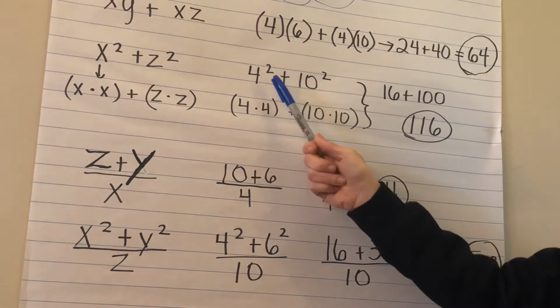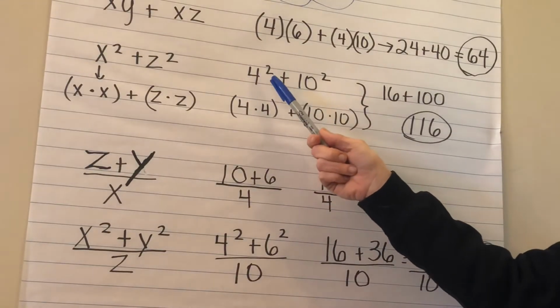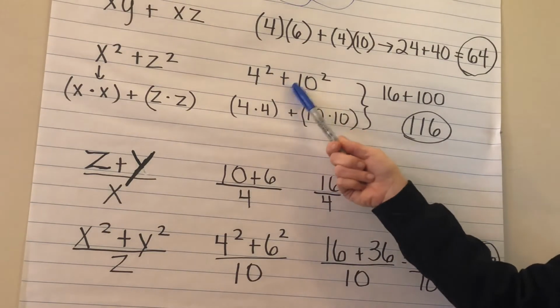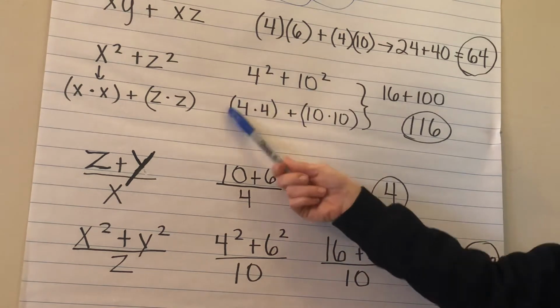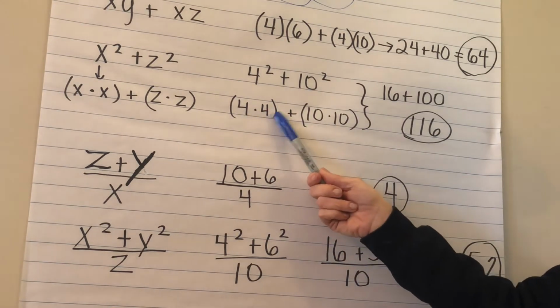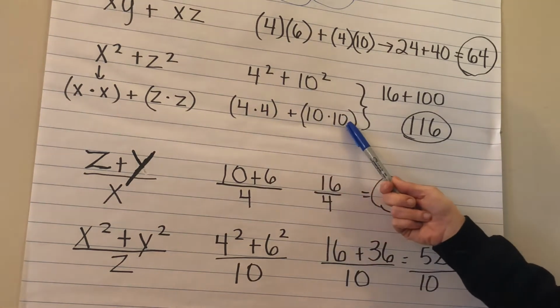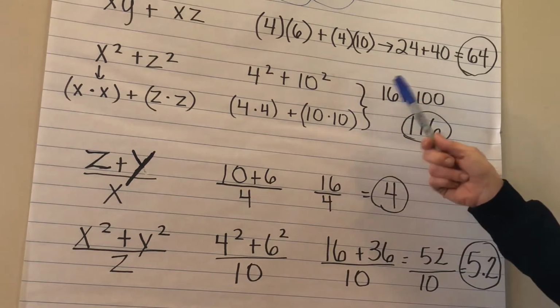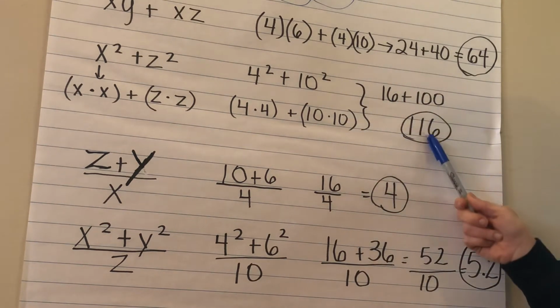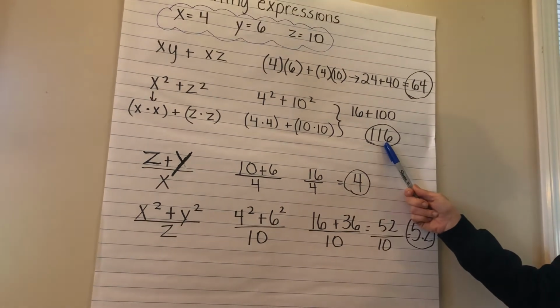So in this case, I substituted the numbers in for the variables. So we have 4 squared plus 10 squared, which expands out to 4 times 4 plus 10 times 10, and that equals 16 plus 100, which equals 116.